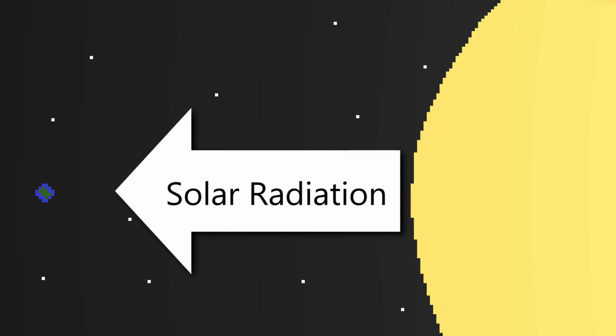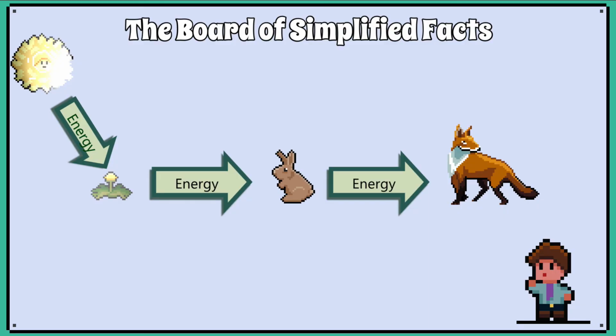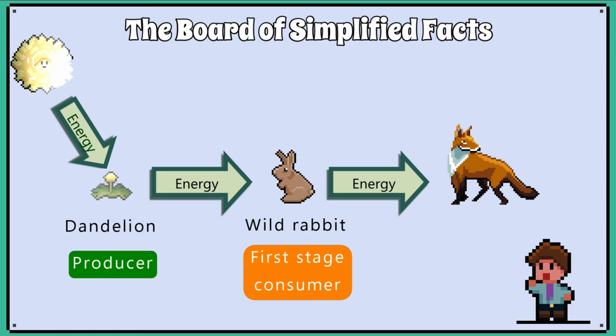The sun emits radiation, which is the main source of energy that supports life on Earth. Food chains visualize how the energy from the sun is transferred from organism to organism. We will use a simple example where we have the dandelion plant, which is consumed by the wild rabbit, and the wild rabbit is being consumed by the fox.